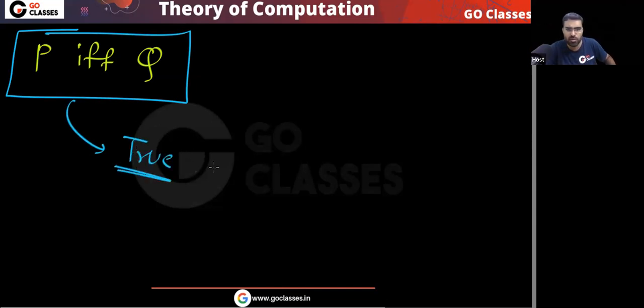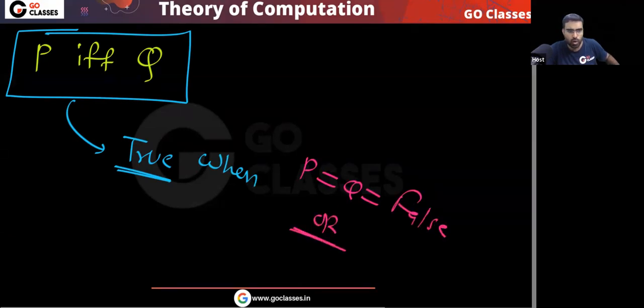When will it be true? It will be true when either both P, Q are false, or both P, Q are true. Yes or no? Either both P, Q are false or both P, Q are true. Is this point clear? Let me know.